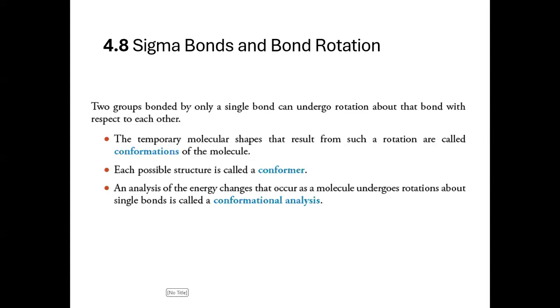And what's possible is that because it can rotate within its axis in the bond, the molecule can assume temporary shapes as a result of that rotation. And those temporary molecular shapes are what we call conformations. And each possible structure is called a conformer. And we can analyze the changes or the energy associated when a molecule or hydrocarbon undergoes conformations by conformational analysis.